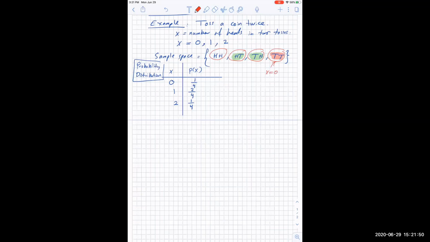Remember, X is the number of heads. So if you have 2 tails, no heads, that means X is 0, right? That value for X corresponds to only one outcome out of how many? 1 out of 4. Exactly.